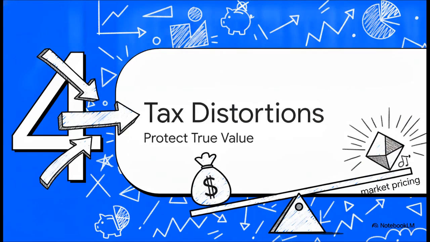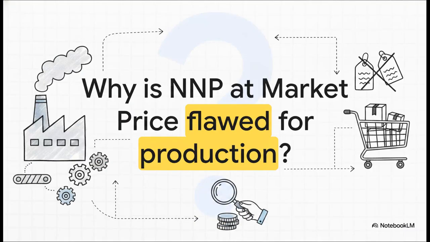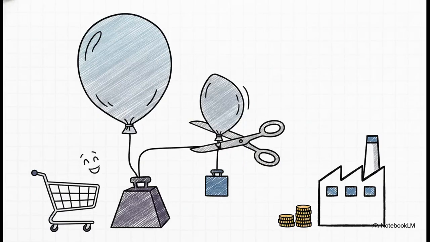Section 4. Neutralizing indirect tax distortions to protect true production value. I really want you to think about the destructive distortions of everyday market pricing for a second. Why is net national product at market price fundamentally flawed if our goal is to evaluate true underlying economic production? Honestly, why can't we just look at the price tags on the store shelves? The crucial point here is what my colleague and I like to call the market price illusion. The prices you and I pay as consumers are very different from the prices that the producing firms actually get to keep. Why? Because market prices are inclusive of indirect taxes.